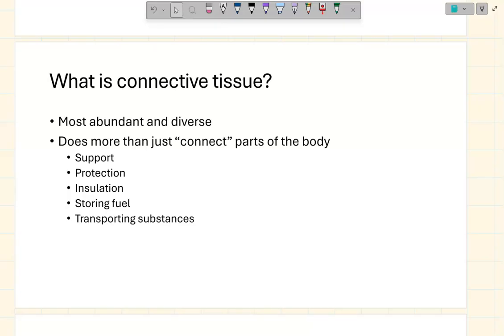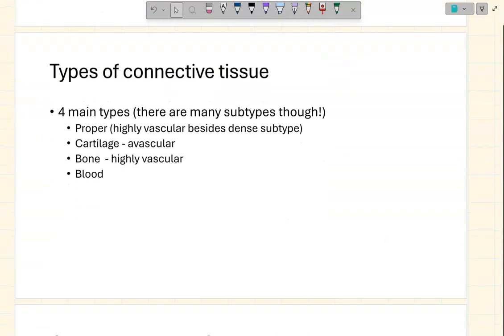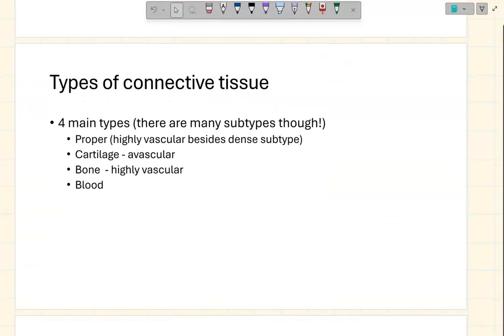And it does more than just connect different parts of the body. It offers a lot of support and protection for our body, and insulation, even storing food for fuel for later use. So connective tissue has a ton of functions in our body, and we're going to go through each one and talk about what it looks like and what some of its basic functions are. So within connective tissue, we have four main types, and then there are plenty of subtypes, which we're going to get to. But the four main types are proper, cartilage, bone, and blood.